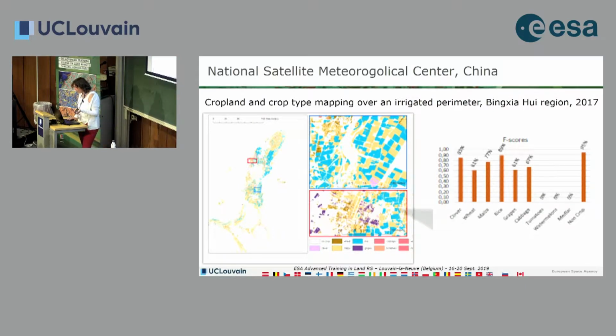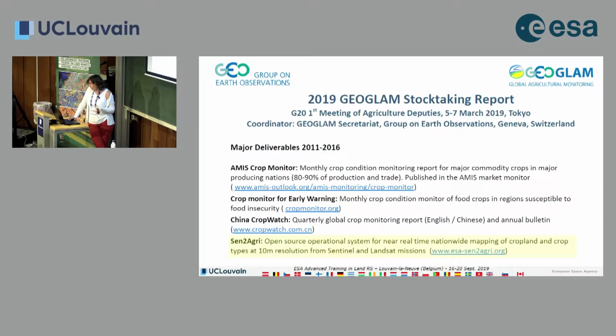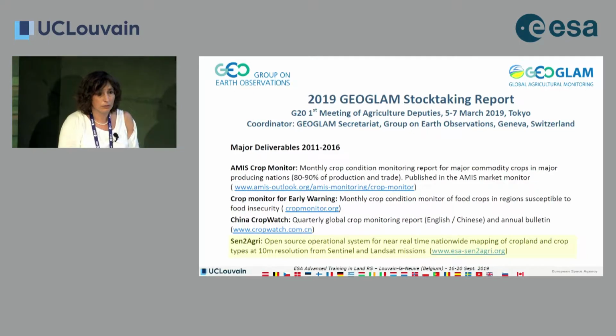In China, it has also been used to test over unirrigated parameters with promising results, but this was more at the research level, so it's not operational for the moment. And then, I told at the beginning about GEOGLAM as, let's say, the big initiative. In the 2019 report of the activities of the past year, Sen2Agri has been put as an unofficial delivery that could really help them to achieve the objective.